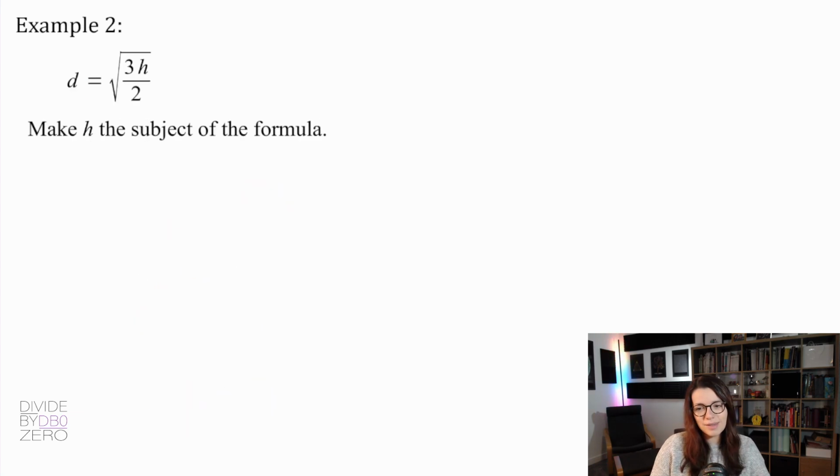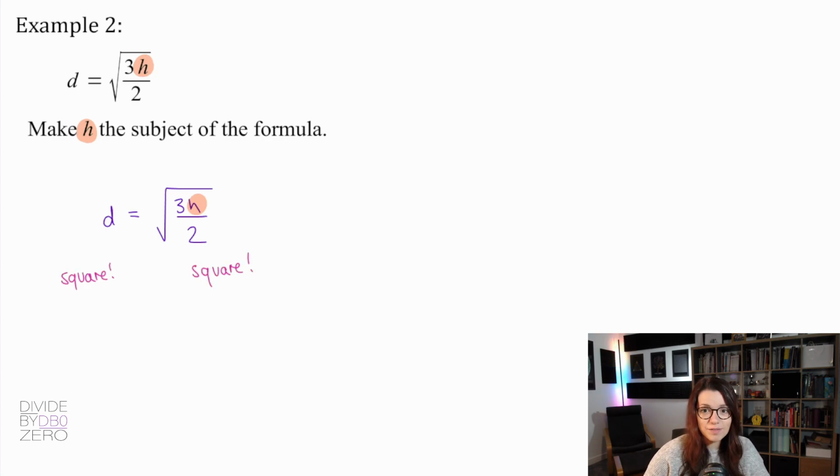Example 2: d equals the square root of 3h over 2. Make h the subject. So here we want h to be the subject, and it's there at the moment. So we can start by rewriting and notice where h is. Now again, we want to get h on its own, so let's do the same thing to both sides to achieve that. First thing we can do is actually square both sides.